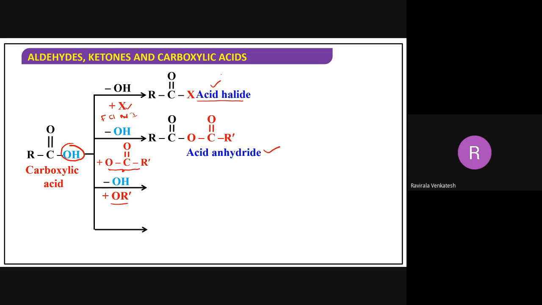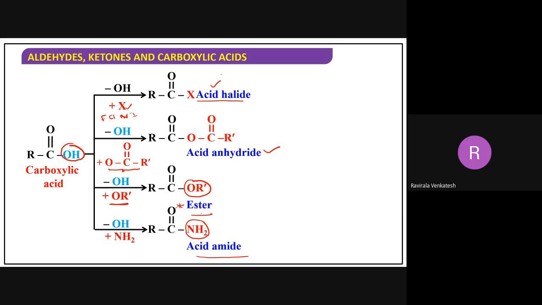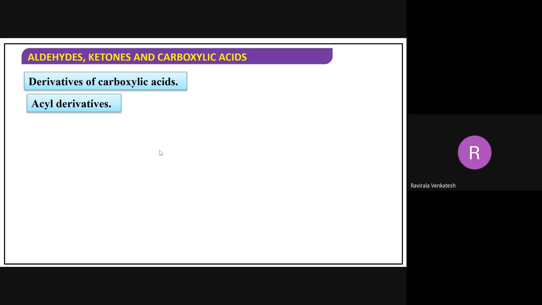Next, if OH is replaced with an OR group, they are called esters. Very, very important, esters. Finally, if you replace it with an NH2 group, they are called amides. So acid halides, acid anhydrides, esters, acid amides. We will discuss these separately in carboxylic acids later. All these are acid derivatives.